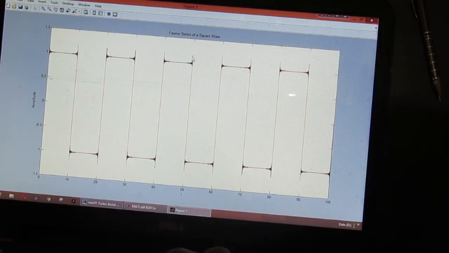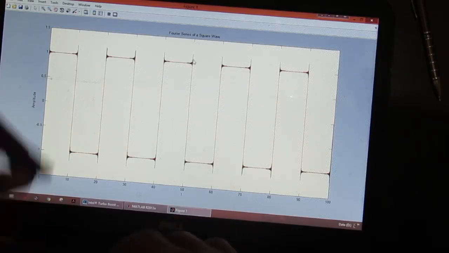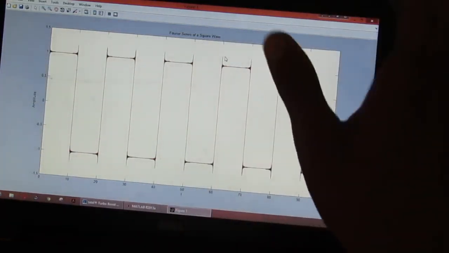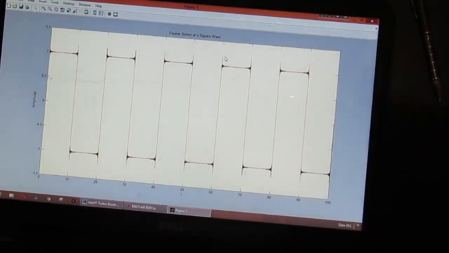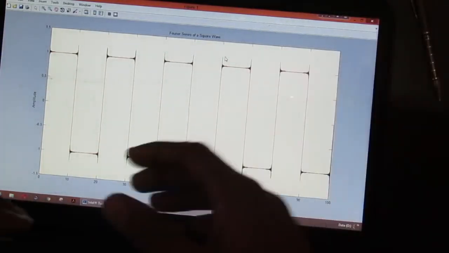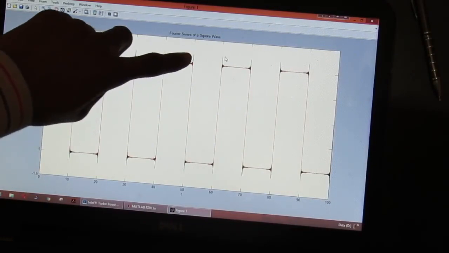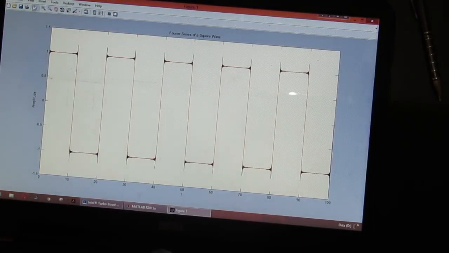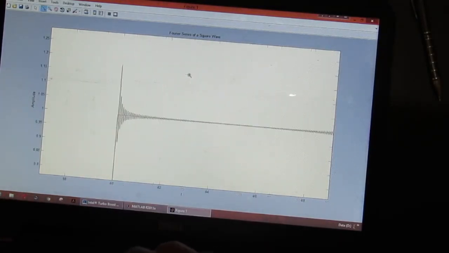Of course, there is a small jump here. This small jump is because of the discontinuity associated with the function. We call this the Gibbs phenomenon. This is another concept to be discussed separately, so let's not discuss this discontinuity. But as you can see, the Fourier series is representing the function very beautifully. If you zoom in, I can show you. You can see here, it's very beautiful. The oscillations are there, but it's almost coinciding with the original function. I hope this makes it clear.